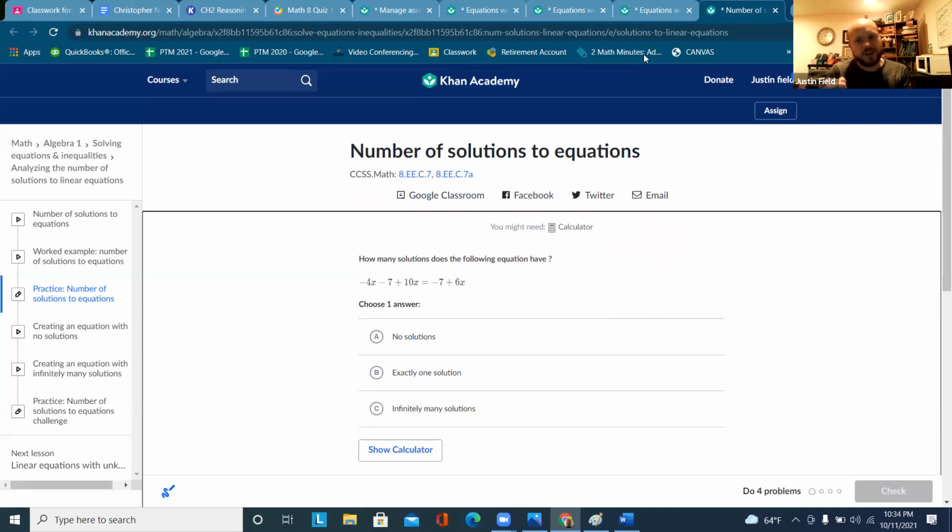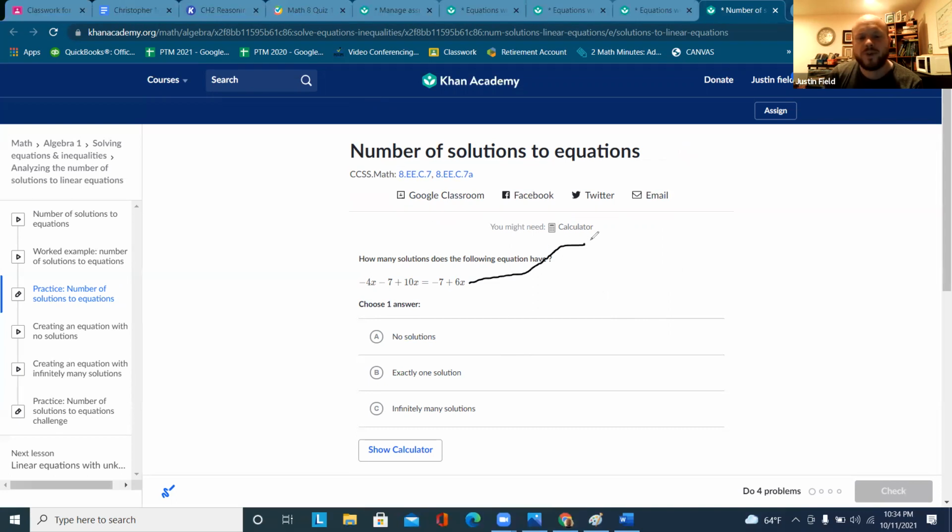Now, here's the thing. In life, some of your equations will not have solutions. And some of your equations will have infinite solutions. So that's kind of nuts, right? So why would that happen, Mr. Field? Great question. The answer is the coefficients. The coefficients of the variables once you've simplified.